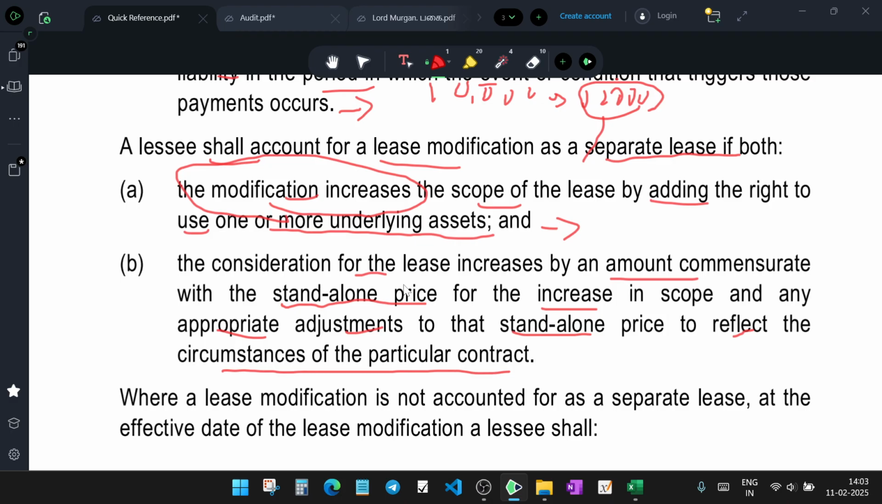So if that is the case, the price has increased. When the price has increased, then what happens? The standalone price has been increased. At the same time, two or more assets are underlying, and I have a right to use the assets. So then also the lease modification is a separate lease. You should consider it a separate lease and don't need to combine it with the already existing lease account. Create a separate lease and show it in a separate lease ledger.